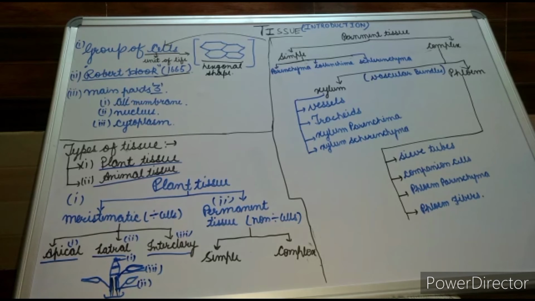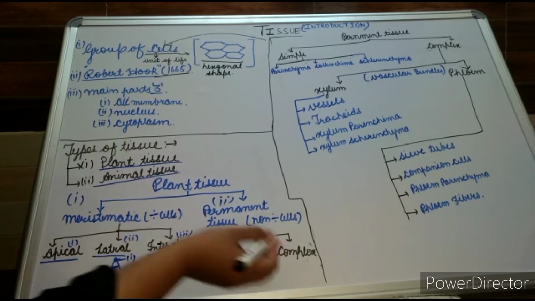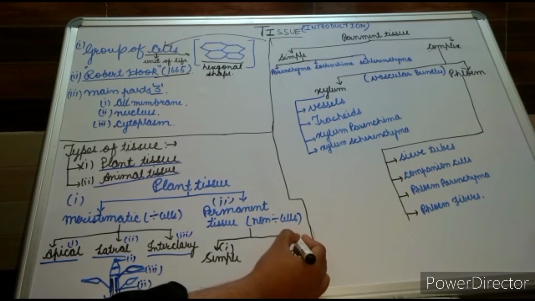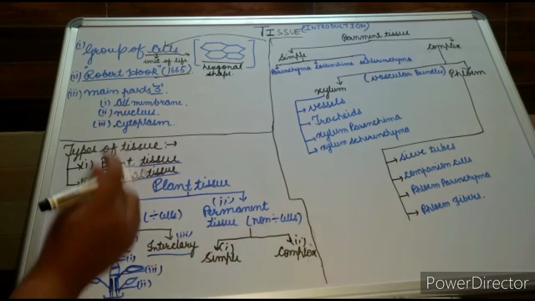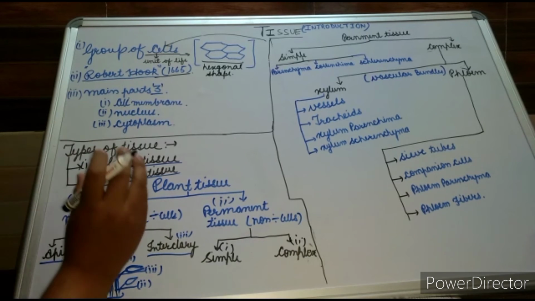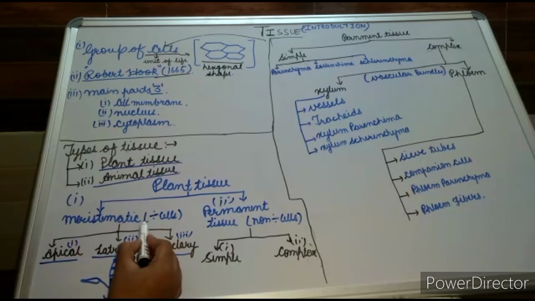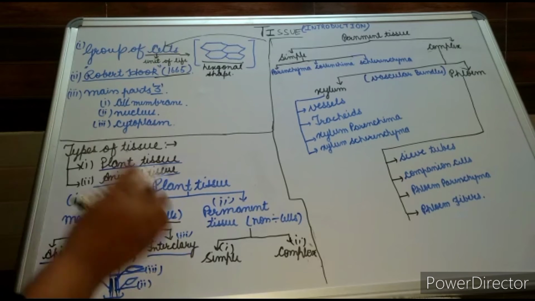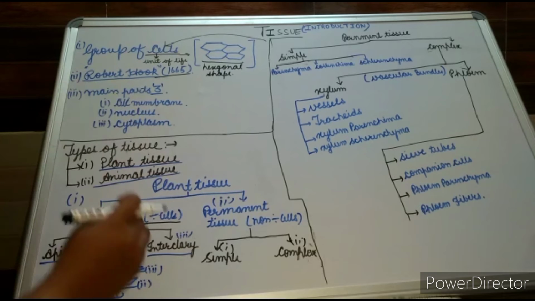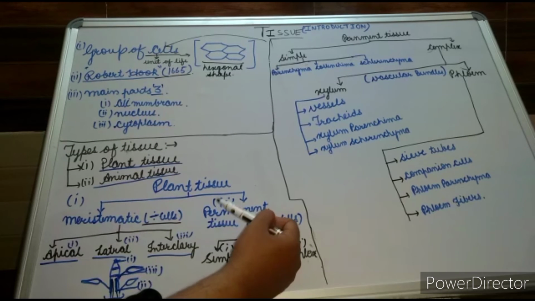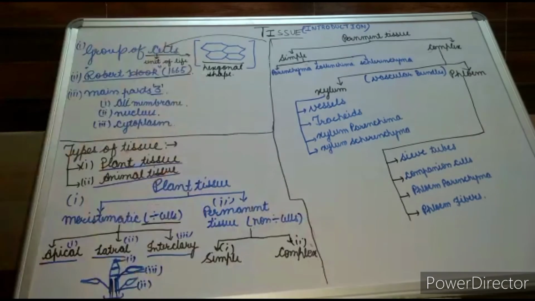Permanent tissues are divided into two categories: simple and complex. So what is the difference between meristematic tissues and the permanent tissues? The difference is that meristematic cells are dividing cells, meaning they continuously divide to increase the length of the plant, and permanent tissues are non-dividing cells.